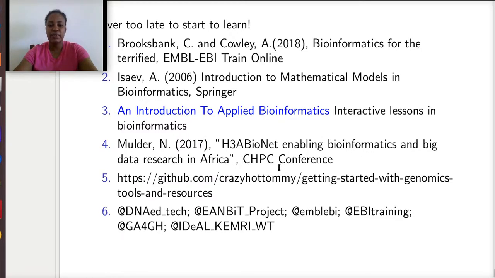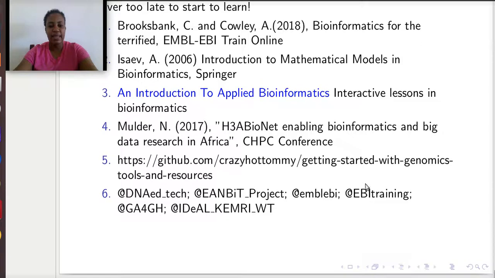And this GitHub link gives you a lot of resources and tools to direct you. And there are these Twitter handles, which provide great opportunities in terms of training, in terms of job openings in the field of bioinformatics. So it's really for you and me to work hard to follow them. You get regular updates. They have PhD openings, workshop openings. They're very good resources for you to follow.